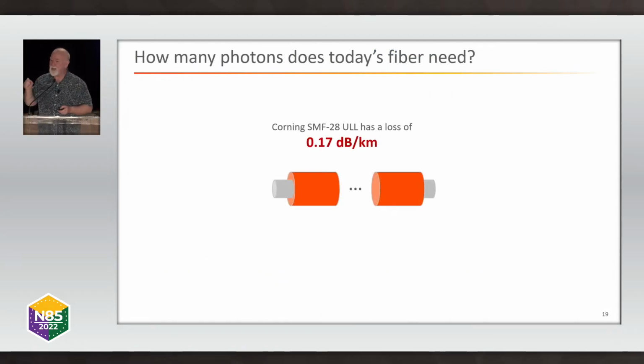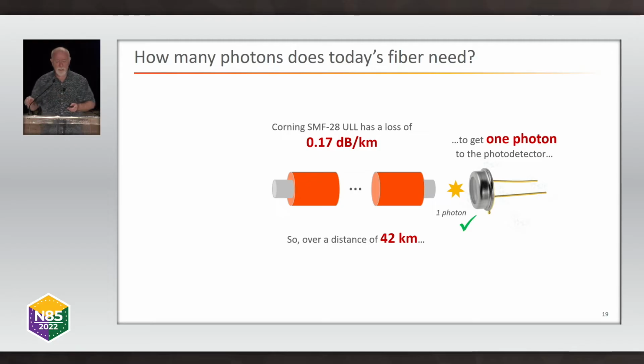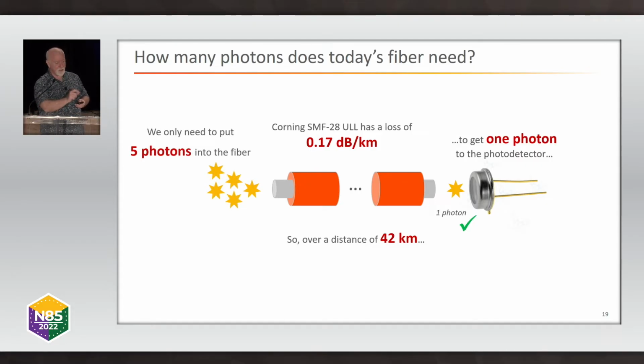What about the fiber we have today? The kind of optical fiber that's designed today, like Corning's SMF28 ULL, has a loss of 0.17 dB per kilometer. Much, much lower. Remember, the dB scale is a logarithmic scale, so this is a lot lower loss. So over a distance of 42 kilometers, to get one photon out of the end of that fiber, we only need to put 5 photons in at the beginning. So that's a big improvement on 3.28 times 10 to the power 80.